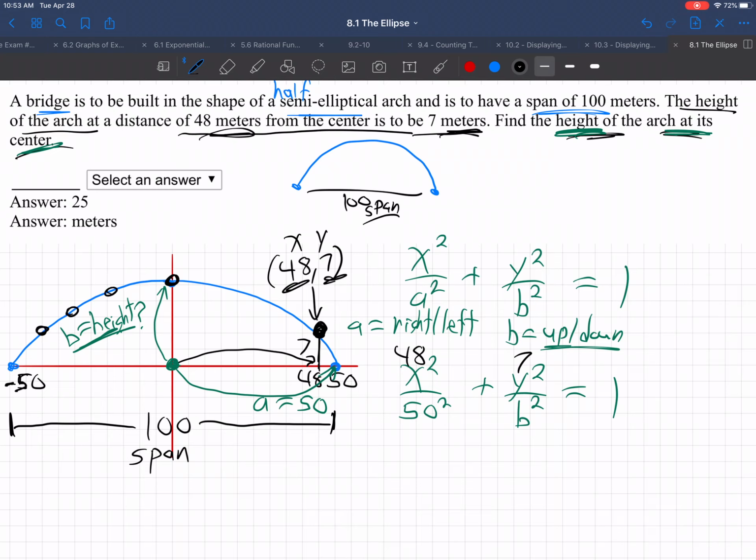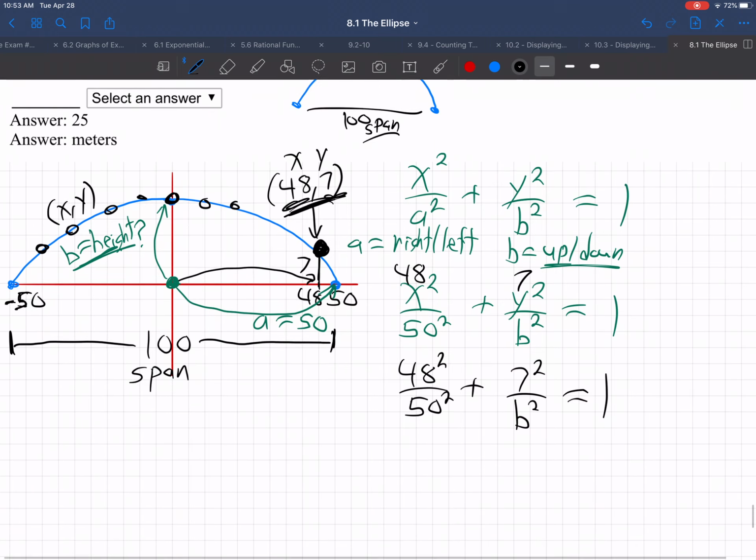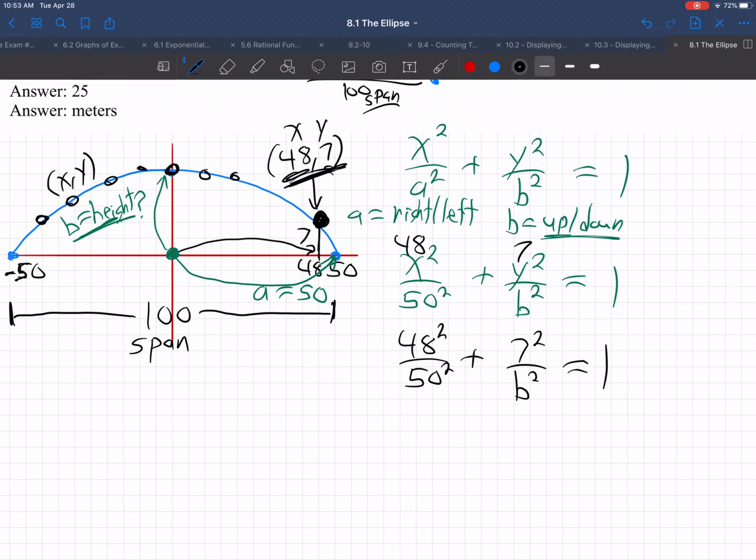It's a million dots all around here, and all of them have x, y coordinates, and if you plug them in, they make the equation true. That's what a graph is. It's a picture of all the points that make the equation true. So if you have a point on the edge of a graph, you can plug in the x and the y to the equation. It's got to be true. So that means 48 squared over 50 squared plus 7 squared over b squared equals 1. Now I can solve for b. See how b is the only letter? So I can solve that equation for b.